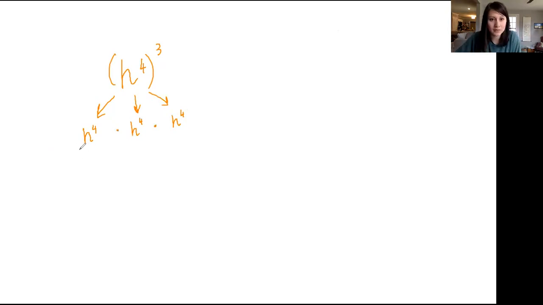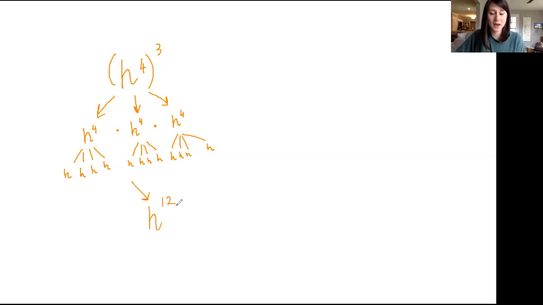Now, if I break this down even more, h to the fourth, I have 4 h's for each one. 1, 2, 3, 4. And remember, when we multiply exponents with the same base, we can just add them, right? So basically, that's what I'm doing here. So I have 4 plus 4 plus 4, which is 12. So this all ends up being h to the 12th power. So taking a look at the relationship between 4 and 3 and 12 here, what do you notice?